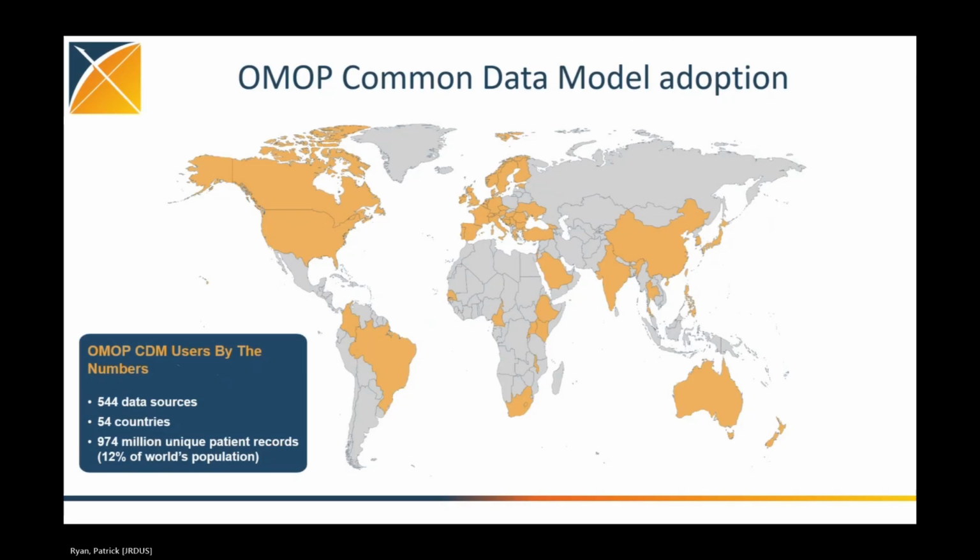So at this point, the OMOP Common Data Model is the most widely adopted observational health data standard in the world. That's shocking to me, but it's interesting to see that now there's over 540 different databases that have been converted to the OMOP Common Data Model. That's 54 countries and 12% of the world's population, conservatively estimated, that has data that was in some original source and has been converted into this OMOP Common Data Model format.